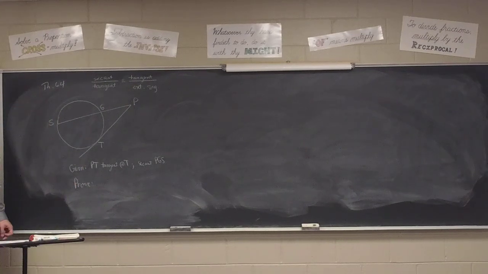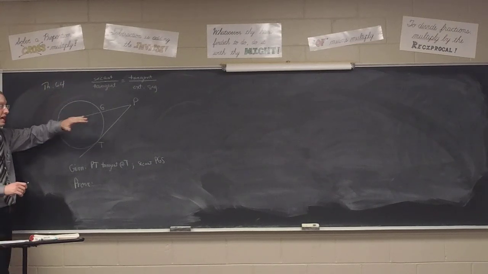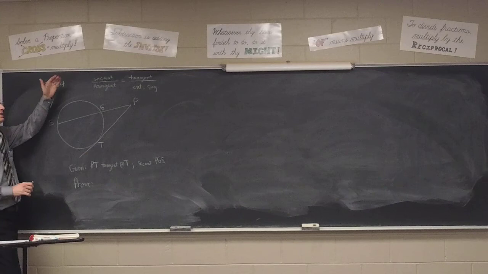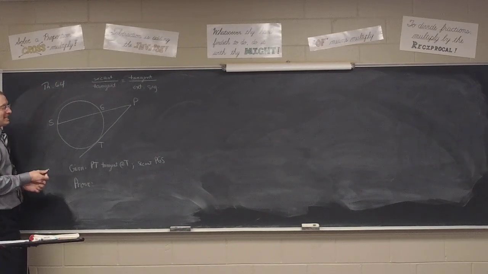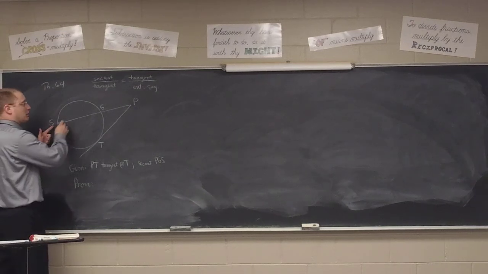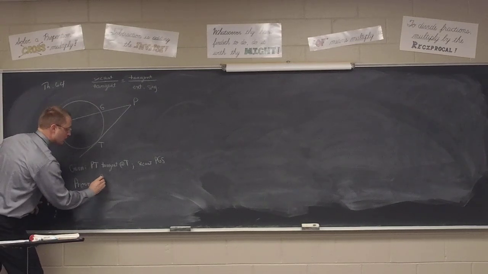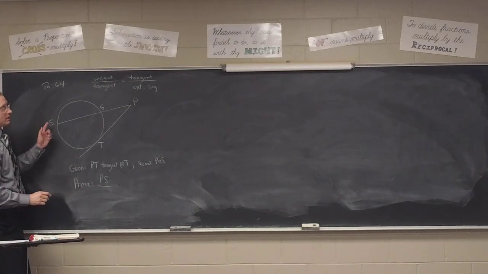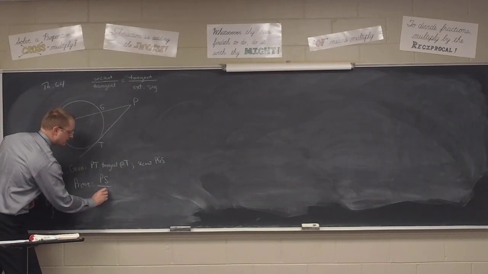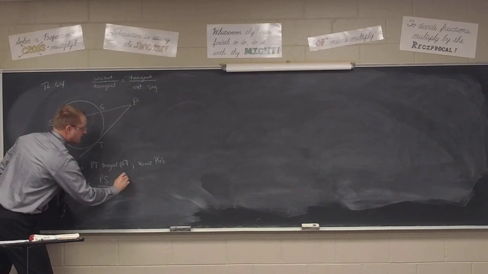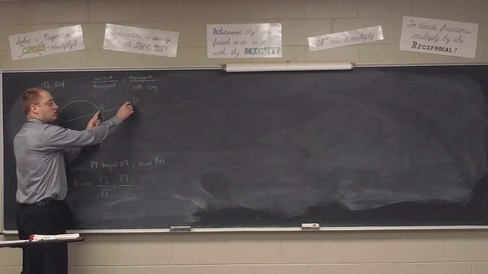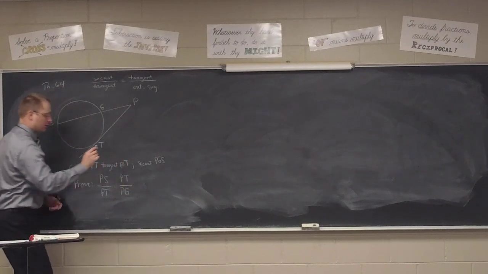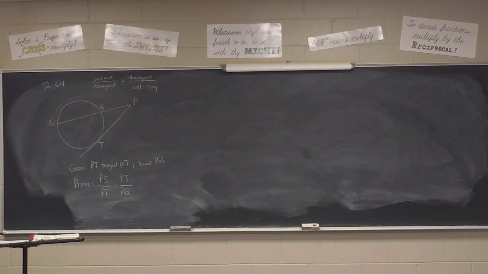What proportion are we trying to prove? Say it with me, class. Secant is to tangent as tangent is to external segment. What is the secant here? Well, the entire secant would be PS, correct? So PS, secant, is to tangent PT as tangent PT is to the external segment of the secant PG. Make sense on the lettering?